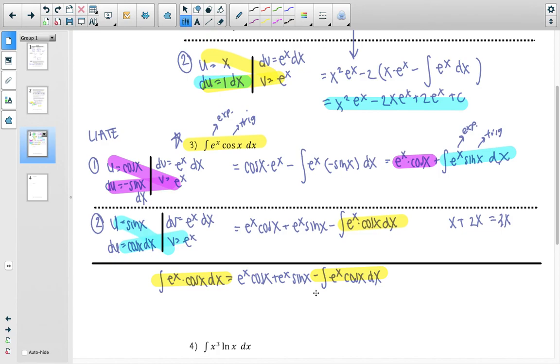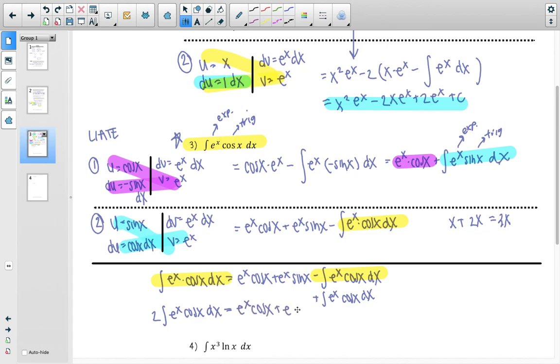So you're going to add over the e to the x cosine of x dx. Now when you add that over to here, you're going to have two of them, right? And it equals this.